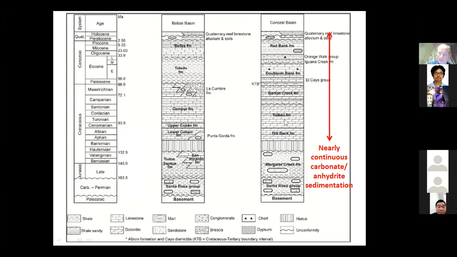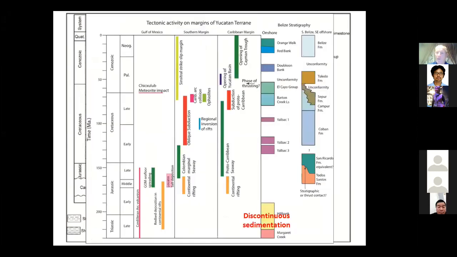In fact, before we started on the project, they had already redone a lot of the stratigraphy here, showing quite a different story. Here is what is taken today to be the stratigraphy. Here's the Margaret Creek that was down at the bottom. Instead, it's continuous with the Hill Bank, huge unconformity here, and then everything else is chopped up into pieces with more missing time than time spent in deposition. Now, this isn't surprising, because this is a carbonate anhydrite filled basin. There's almost no clastics in it after the Margaret Creek.